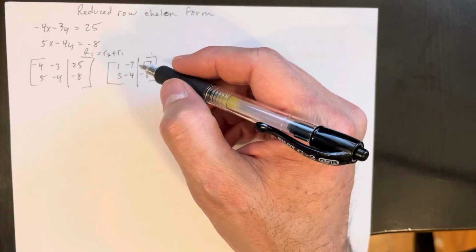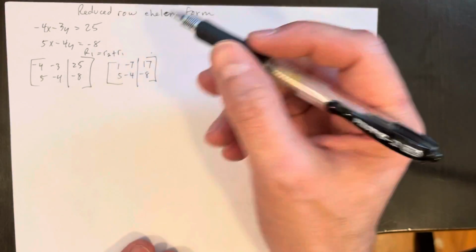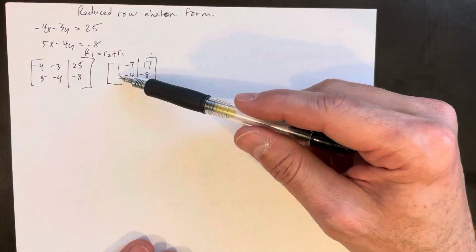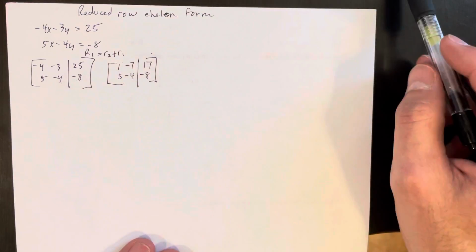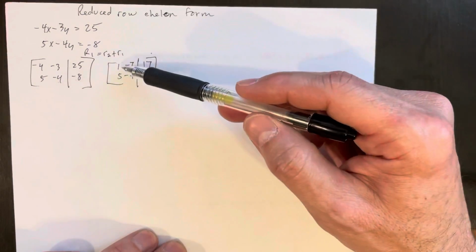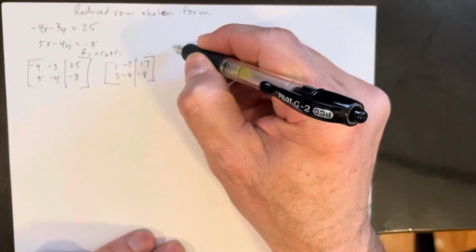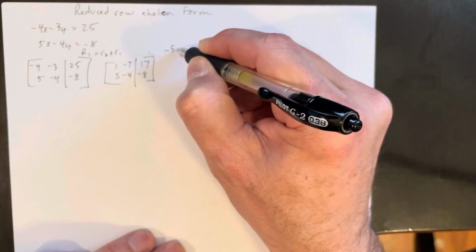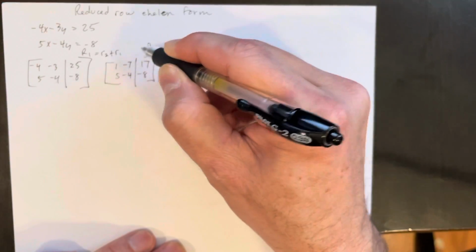Okay. And then after we get the 1 here, we want to get a 0 down here below the 1. So I know if I multiply that by a negative 5 and add it to the 5, I'll get 0. So let's say negative 5 times row 1 plus row 2, and I'm going to put that in row 2.